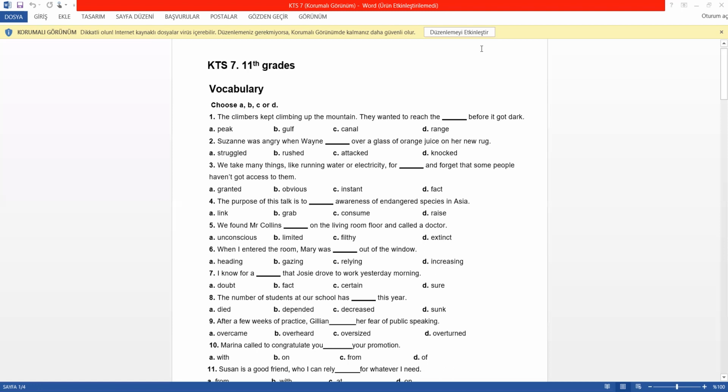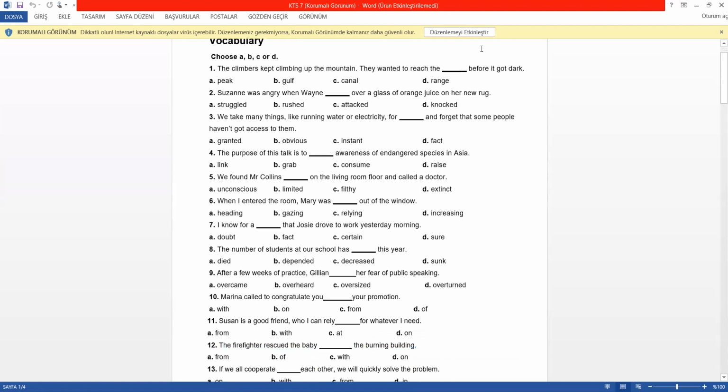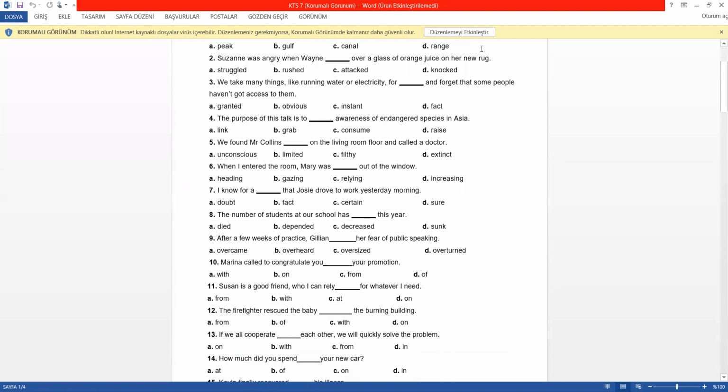For the 10th question, the appropriate answer is on, because there are set expressions, and it's clear that some verbs go with some special prepositions, and the verb congratulate goes with the preposition on. For the 11th question, the appropriate answer is on, D, to rely on somebody.